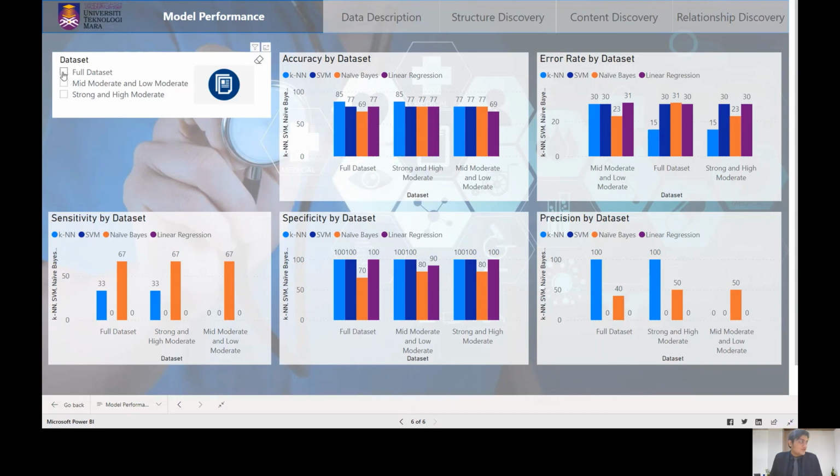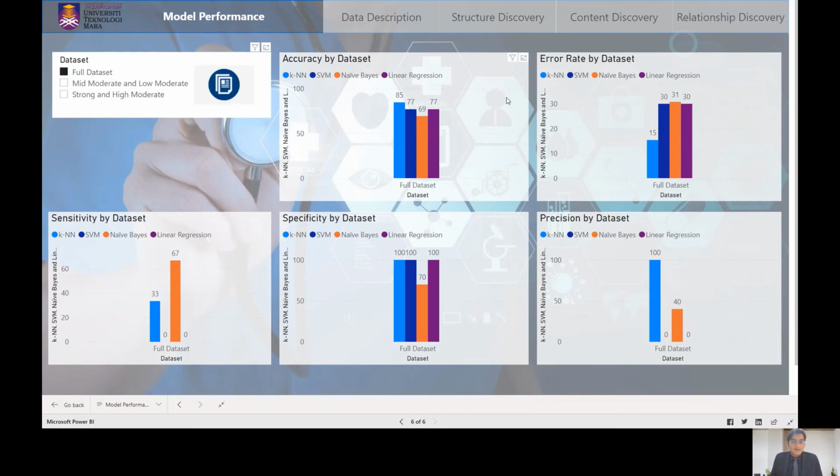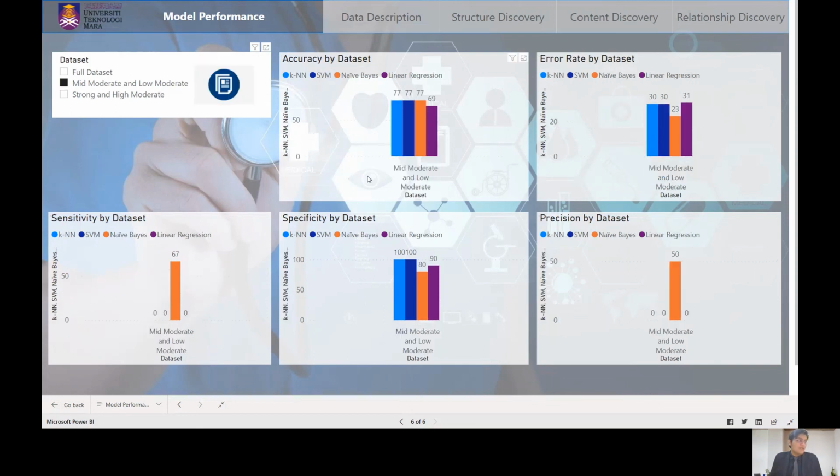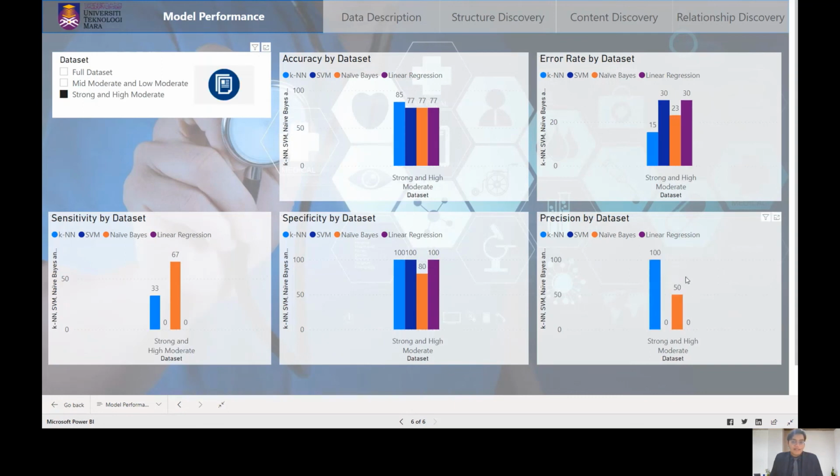We can also choose what readings we want to see based on the data sets. If you want to read the full data sets' accuracy, error rate, precision, specificity and sensitivity, we can just click here. Or we can also read the mid-moderate and low-moderate data sets, and the strong and high-moderate data sets, according to their accuracy, error rate, sensitivity, specificity, and precision.